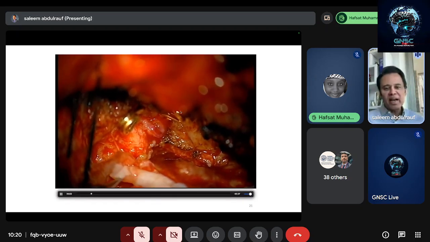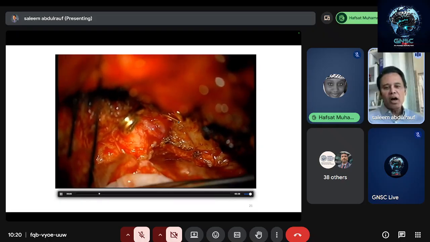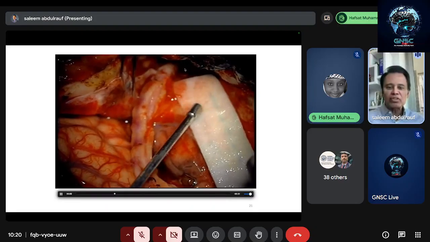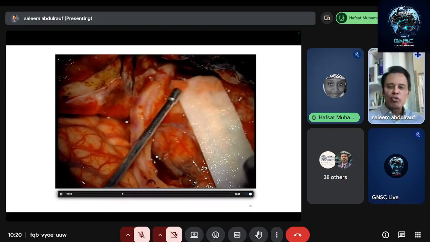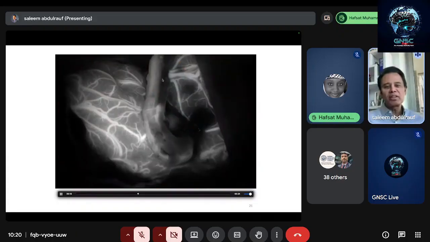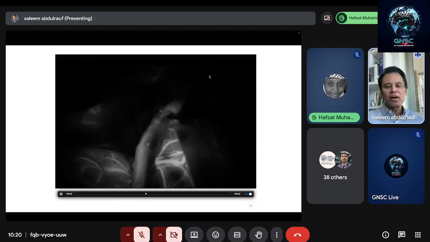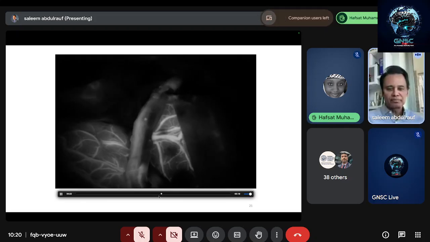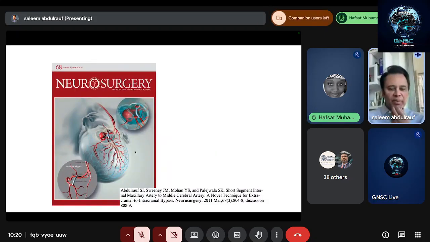You see, we did the craniotomy. Now we have exposed the maxillary artery through the middle fossa. We attach it right there and right here. This is the first human being to ever have this surgery. You see, big graft, maxillary artery to the middle cerebral artery instead of going to the neck. This was published as a cover page in Neurosurgery journal.